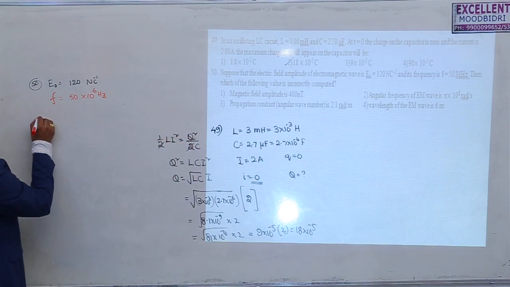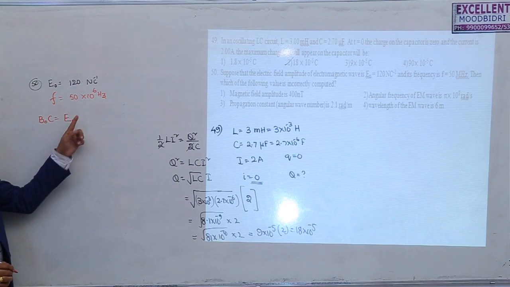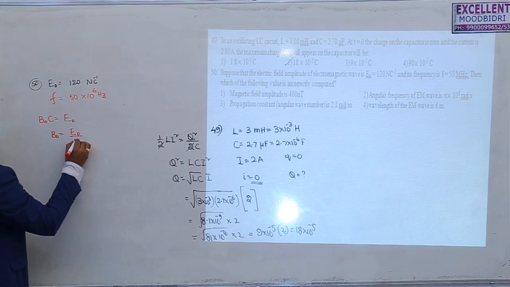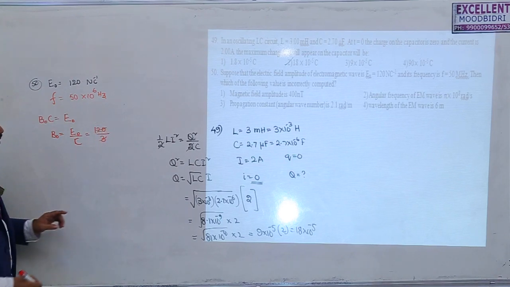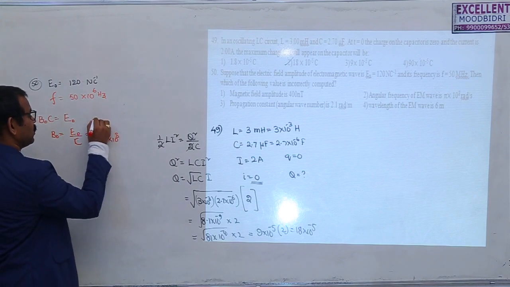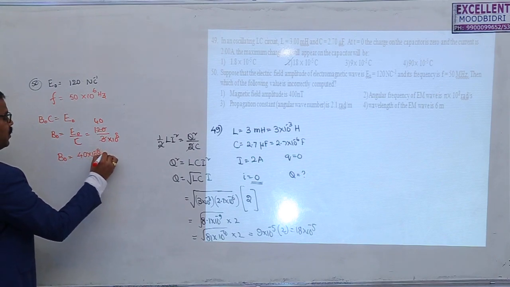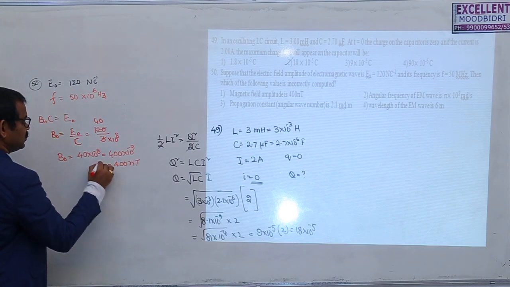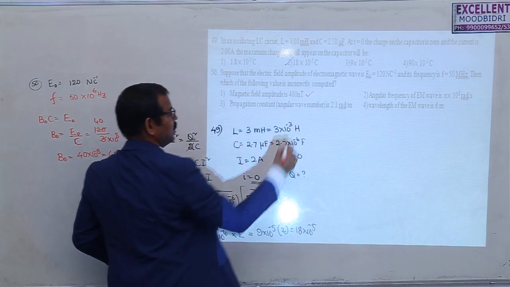So first one, magnetic field. We know that B naught C is equal to E naught, because BqV is equal to qE, the q gets cancelled. So B naught is given by E naught by C. This is 120 by 3 into 10 power 8 here, so this is 40 times 10 power minus 8, or 400 into 10 power minus 9. So this is 400 nano Tesla. This is the magnetic field in this case. So the first one is correct here, 400 nano Tesla.